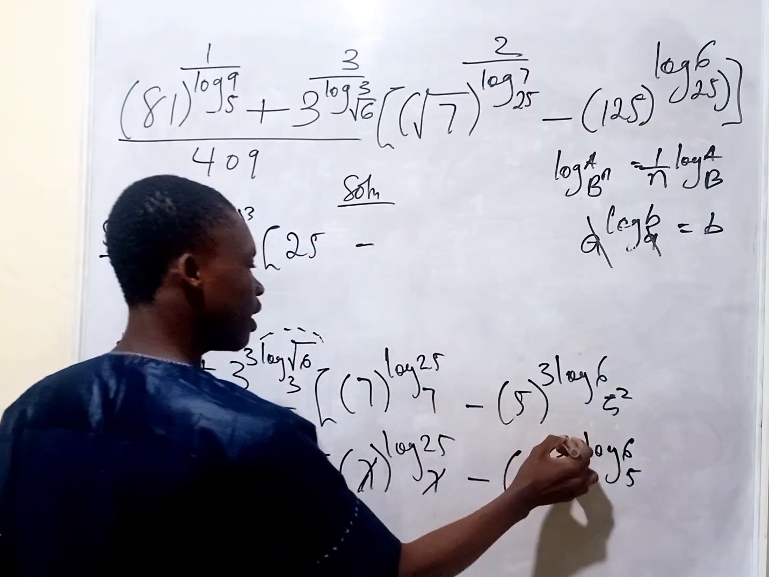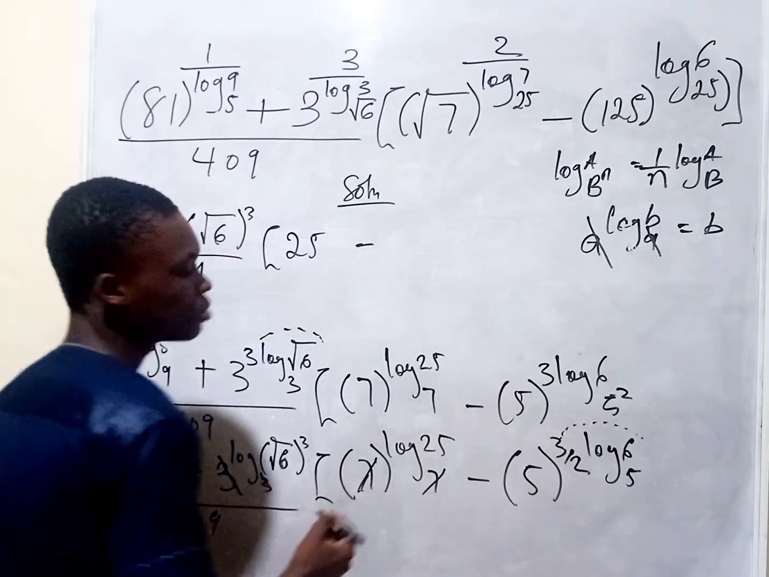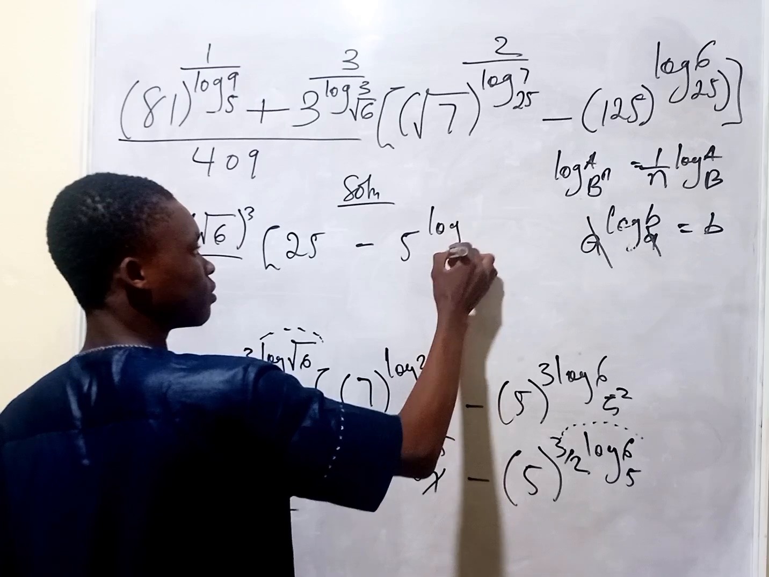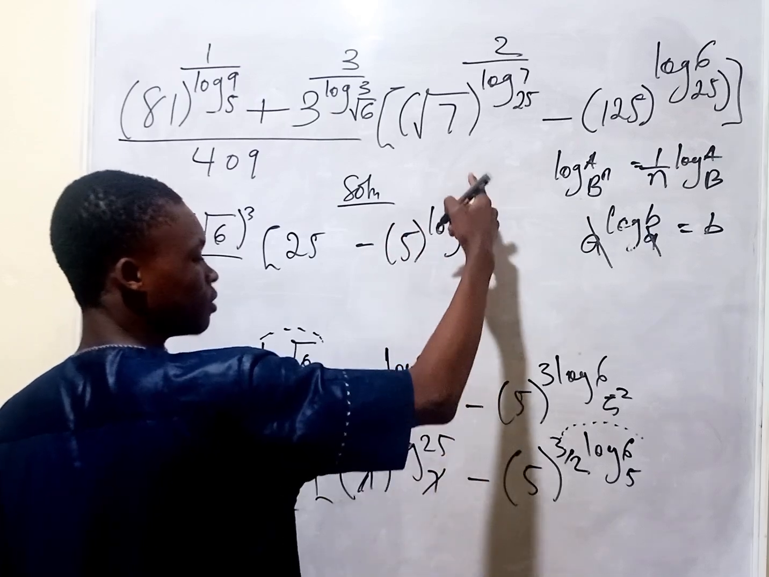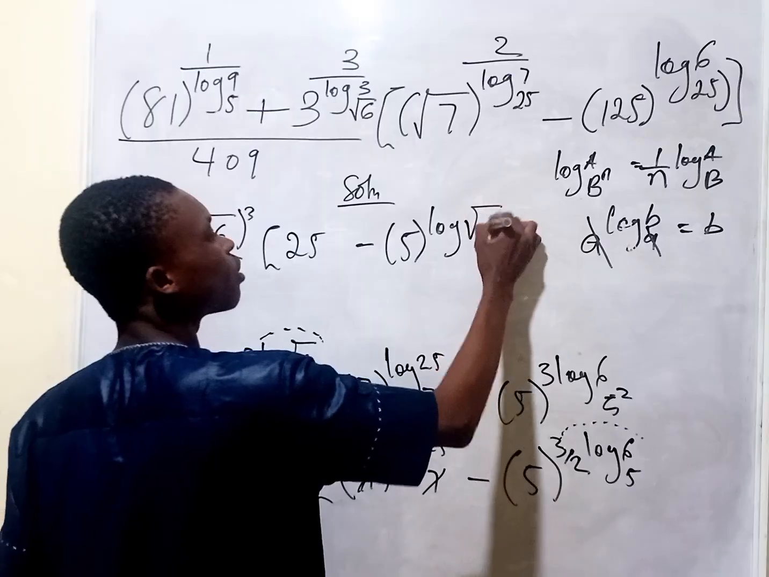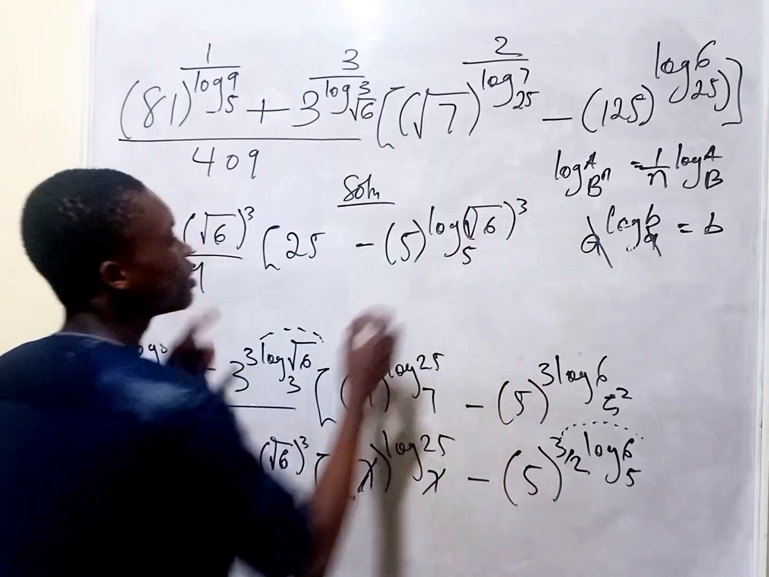So clearly, what do we have? Minus. Now, this thing here can go back to become what? A power. That is 3 over 2. So we now have 5 raised power of log. This is, let's put it inside. It becomes what? The square root of 6 all cubed like this. And we have base what? Base 5.